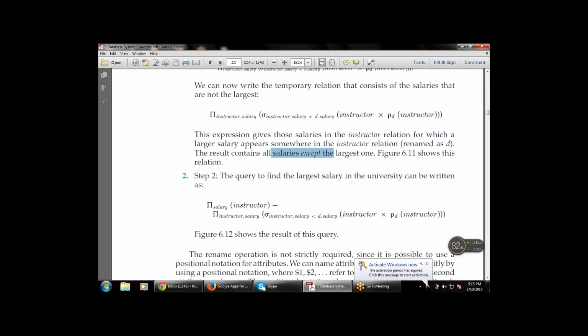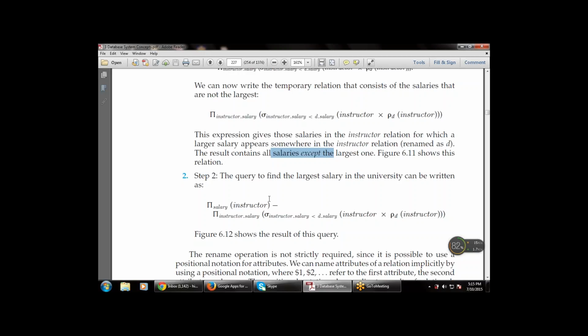The query to find the largest salary in the university can be written as: pi instructor.salary, where the condition is instructor.salary is less than d.salary, applied to instructor cross d (instructor). So the same relation is combined with itself, that is, instructor cross instructor.